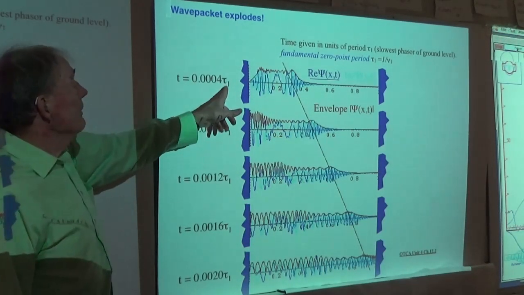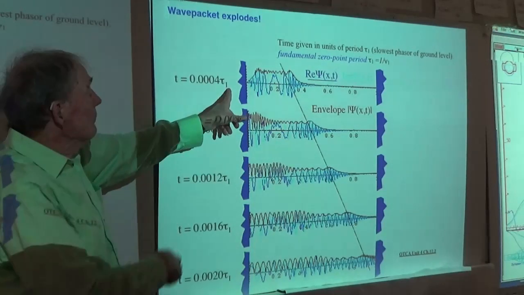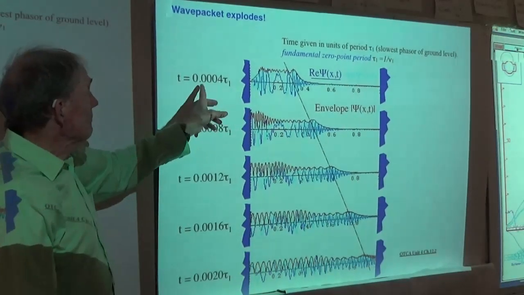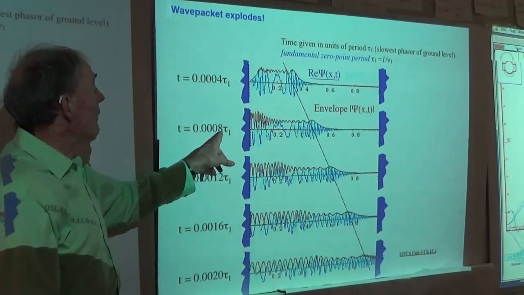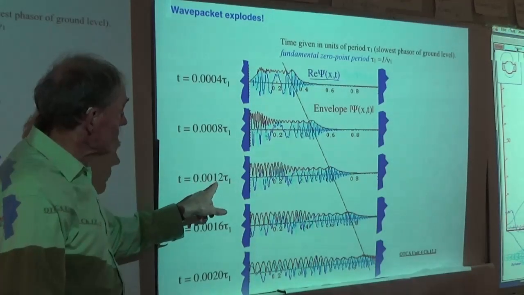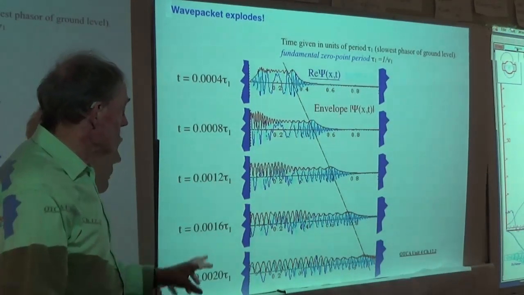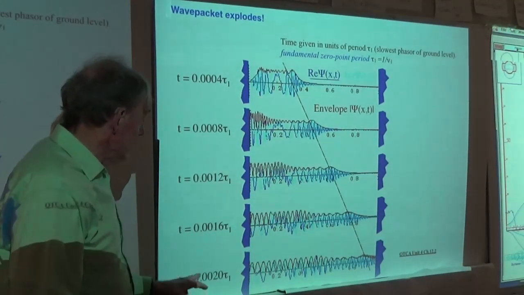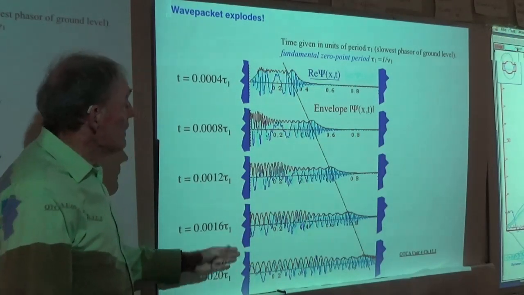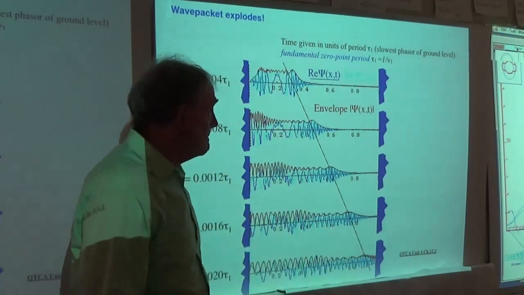Now look at the timing here. This is the period of the very lowest transition that we've been working with. And this is 0.04, this is 0.0008, 0.001, here we're talking about 0.2. Right about here at 0.0020, this thing gets to the other side.